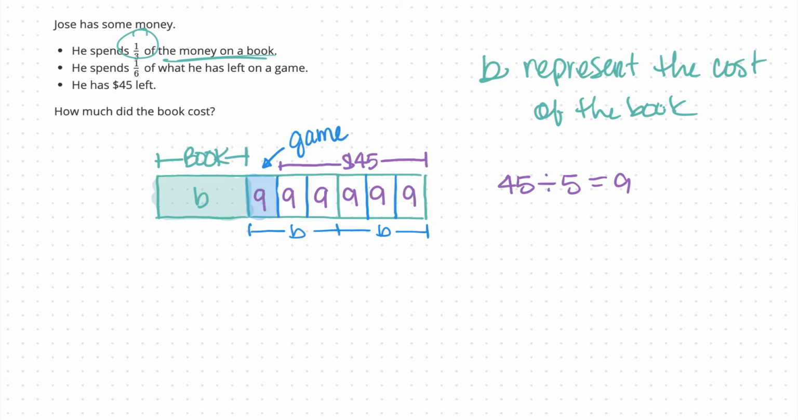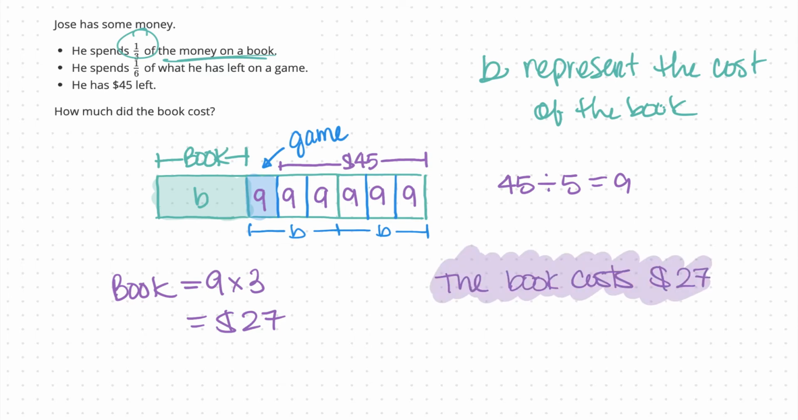And we can also see in our labeling that these 3 pieces are equal to a B, and that's what I want to figure out, just one B. So if I take 3 of these 9s, because that's one of these B's, that will be equal to my B. So my book is equal to 9 times 3, which gives me $27. So how much does the book cost? The book here costs $27.